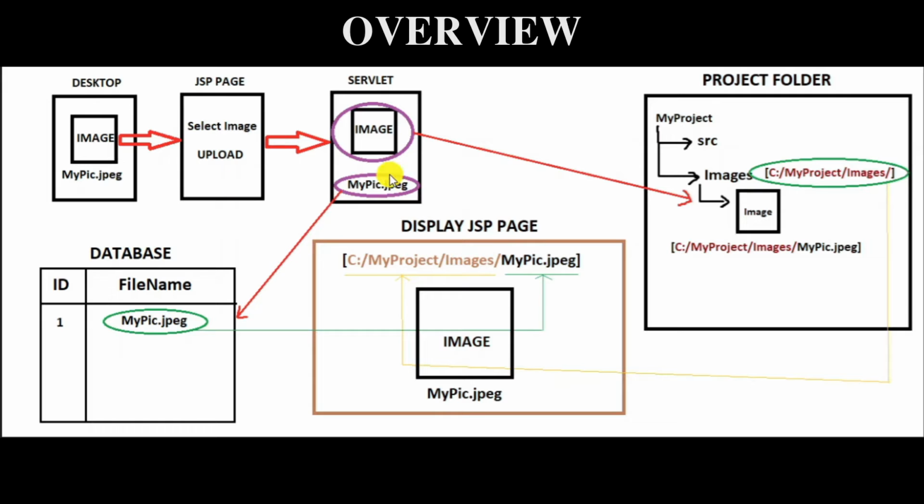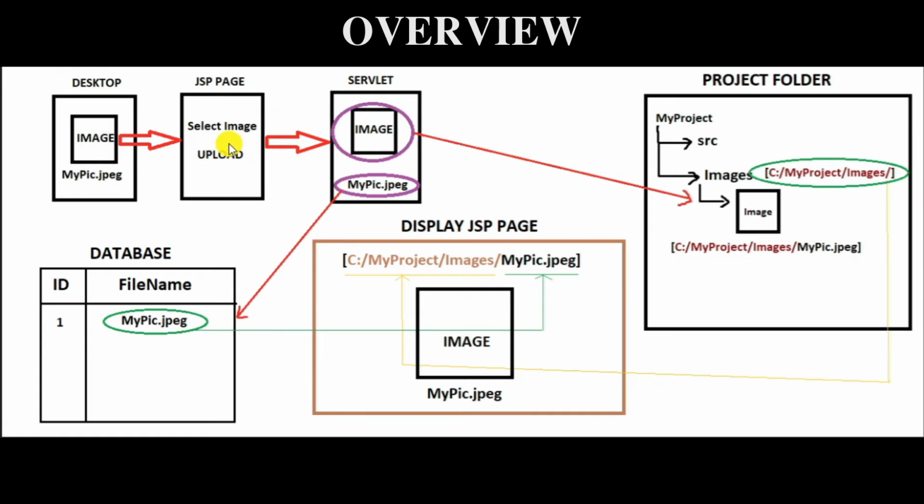Before writing the code, let's first see the overview, like how things are going to work. Firstly we will be in our JSP page. From the JSP page we will select an image. Suppose we are selecting our image from the desktop, like in this case we are selecting mypic.jpeg.